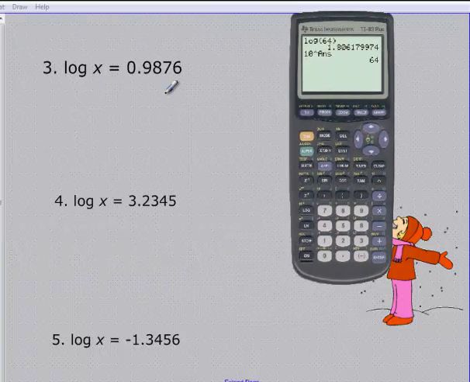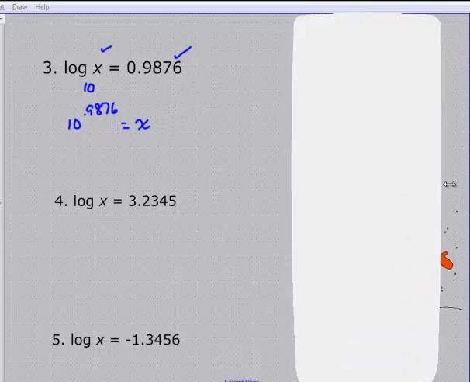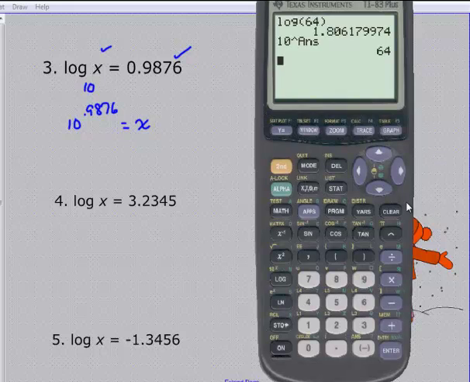This one's a little different. Here, they give us the exponent. We know the base is 10, and they're asking us to find the power or the answer. So 10 to 0.9876 gets me something. Well, there's two ways, once again, to do this on the calculator. We can do it the long way, which is type it in: 10 to the 0.9876.